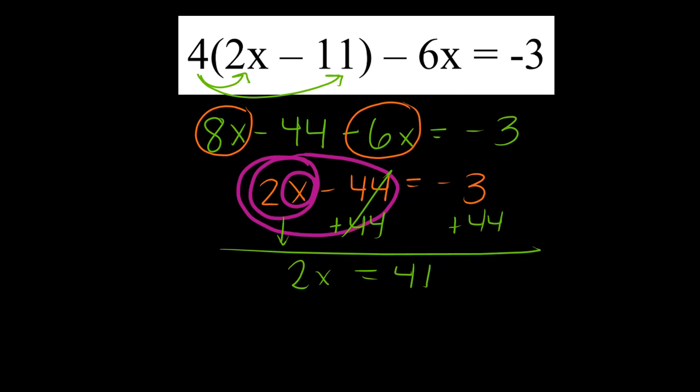Last step that I need to take here is I need to split up this 2 and the x. And since that's multiplication, I'm going to need division in order to do that. And I'll end up getting x equals 41 over 2.